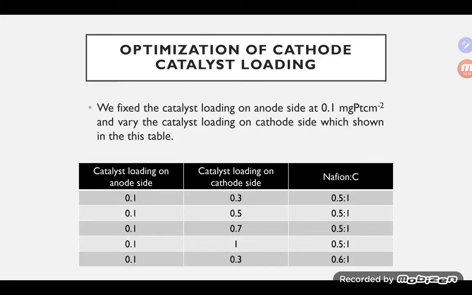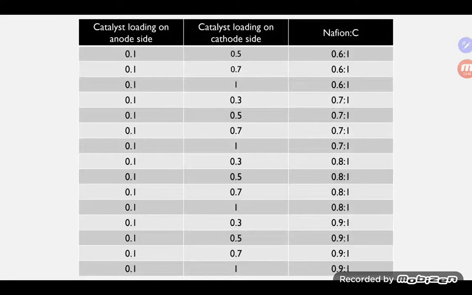And then we optimize the cathode catalyst loading by fixing the catalyst loading on the anode side at 0.1 milligram platinum per square centimeter and varying the catalyst loading on the cathode side as shown in this table. So we vary it to 0.3, 0.5, 0.7 and 1. This one is all the types of the samples that we would like to do the experiment.